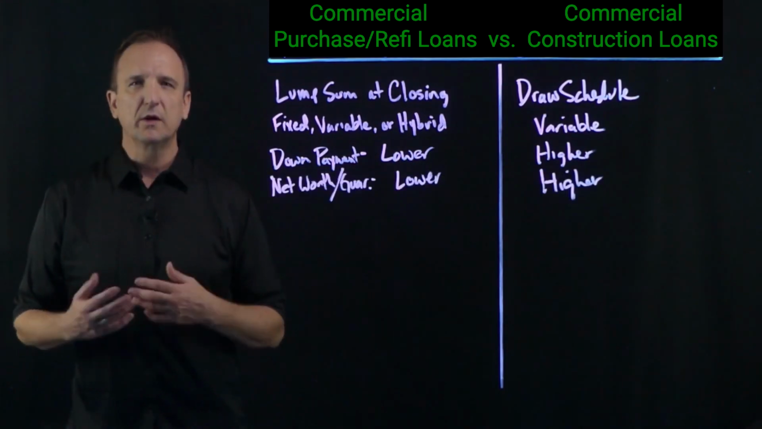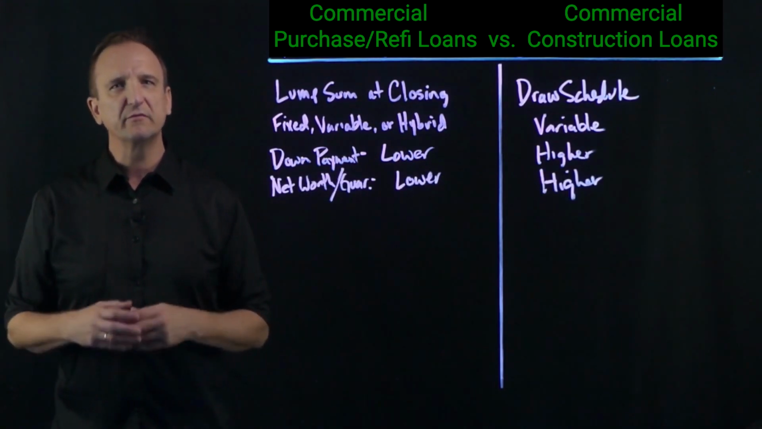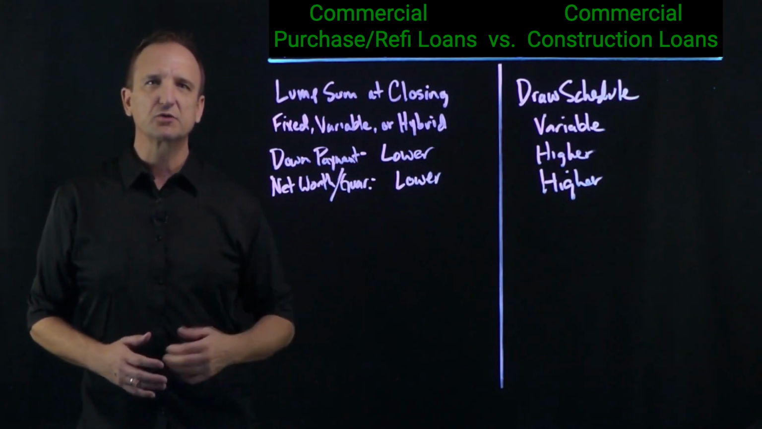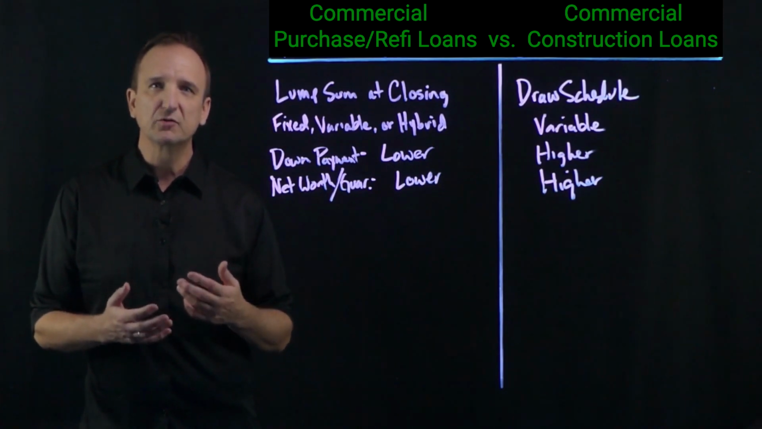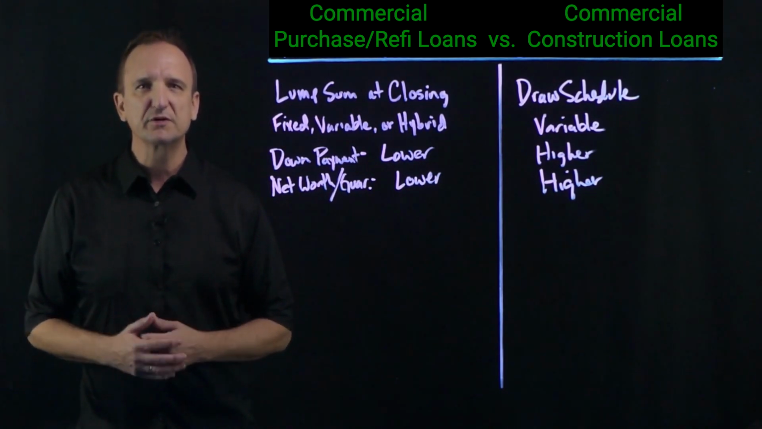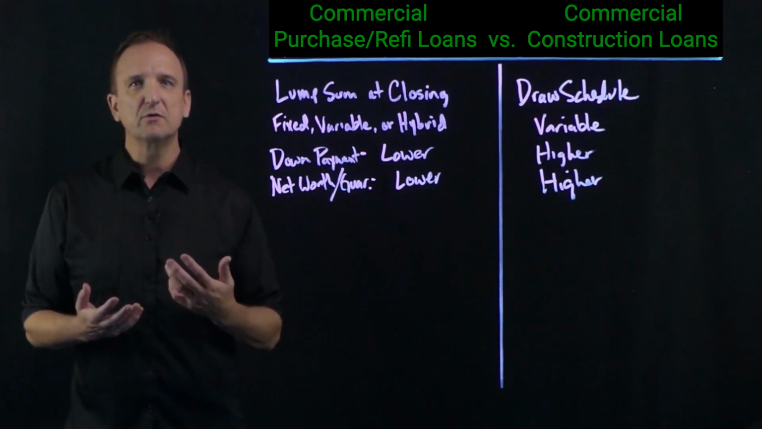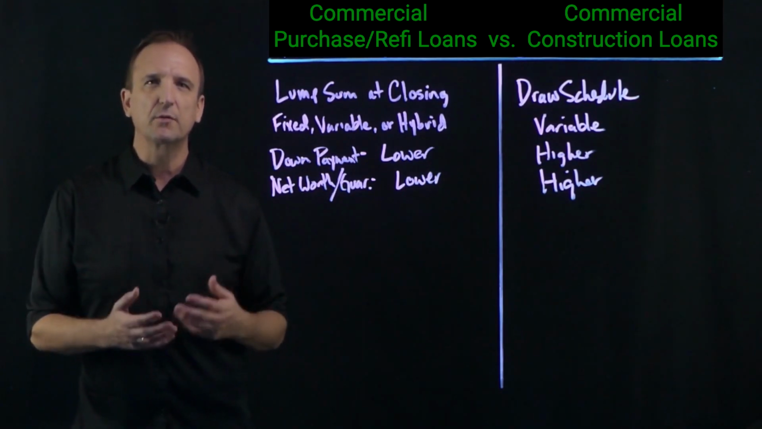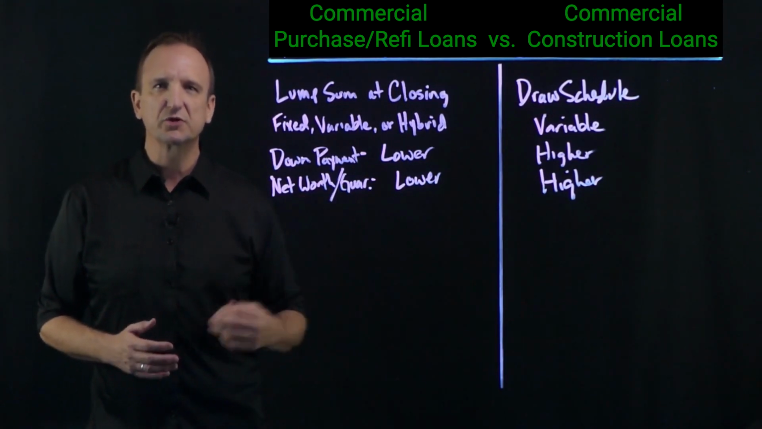When it comes to net worth and guarantee requirements, conventional loans have a lower threshold than construction loans. It is actually even possible to get a conventional loan that does not even have a personal guarantee attached to it, also called a non-recourse loan, where the lender's only security is the property itself. Non-recourse loans don't exist in construction loans.